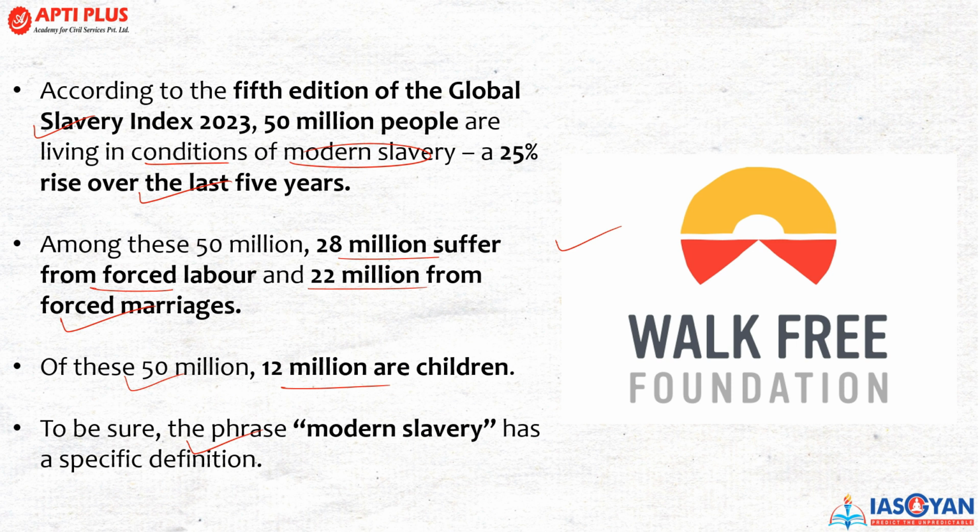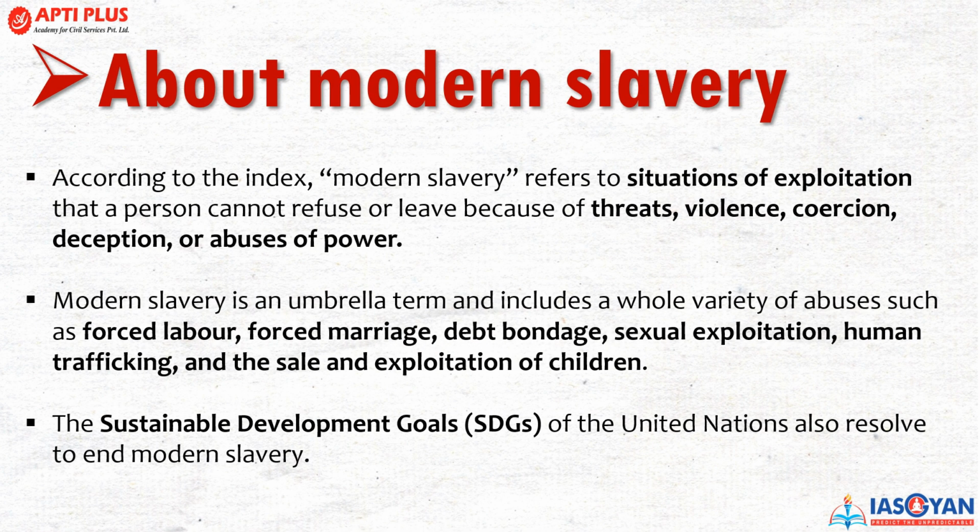What is the definition of modern slavery? How do we define modern slavery? According to the index which was released, modern slavery refers to situations of exploitation that the person cannot refuse or leave because of threat, violence, coercion, deception, and even abuse of power. So the individual is under an obligation. There's no option left with him. These conditions pertain to modern slavery.